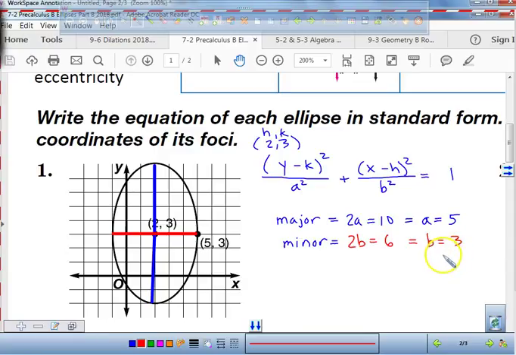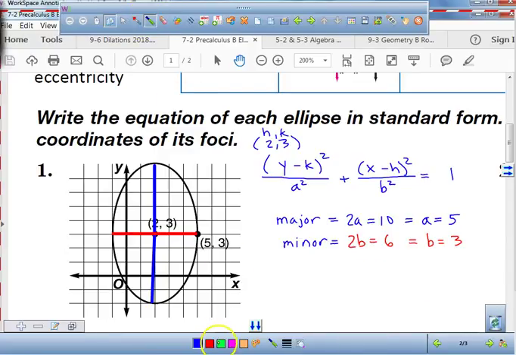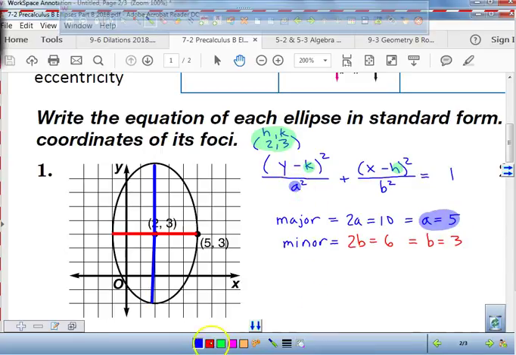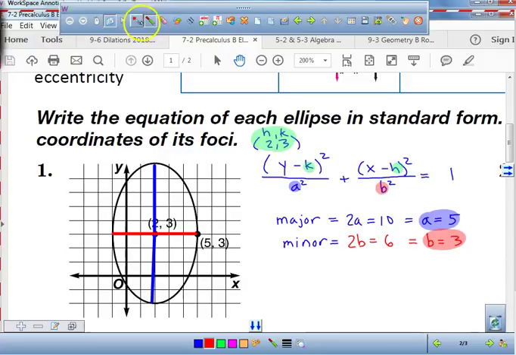And we have our h and our k value. So now we can pretty much take everything and plug it in. We're going to take our h, k value and plug it in there and there. We're going to take our a value and plug it in here. We're going to take our b value and plug it in right there. And we'll be done with the equation.